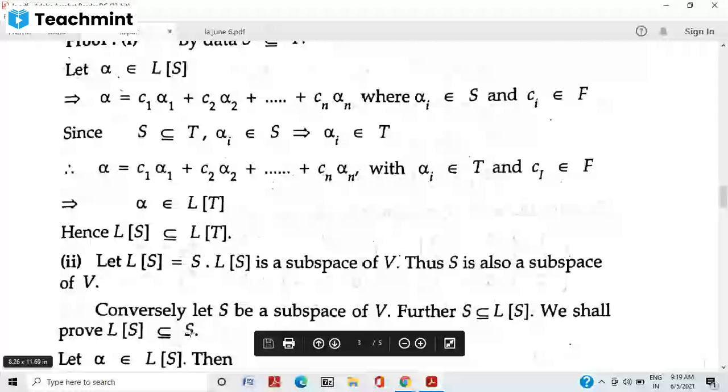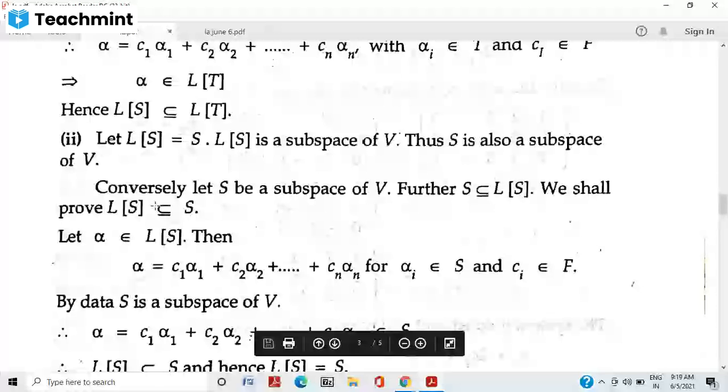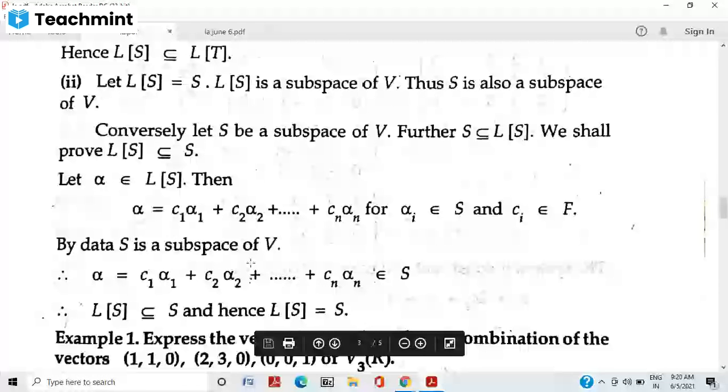For that, we take any element alpha belongs to L of S. Since L of S is the linear span, we can write alpha as a linear combination of the elements in S. That means alpha can be written as c1 alpha 1 plus c2 alpha 2 plus etc. cn alpha n, where each alpha i belongs to S and ci belongs to F. But we assumed that S is a subspace of V. Alpha 1, alpha 2 belongs to S means c1 alpha 1 plus c2 alpha 2 belongs to S. Like that, combining, since all alpha i belong to S, we get c1 alpha 1 plus c2 alpha 2 plus etc. cn alpha n belongs to S. That means alpha belongs to L of S implies alpha belongs to S, or L of S is contained in S.